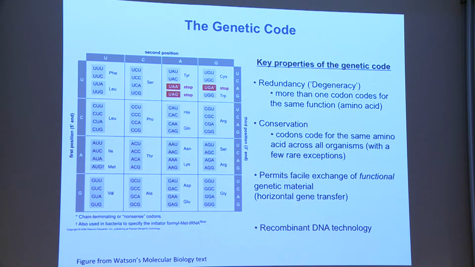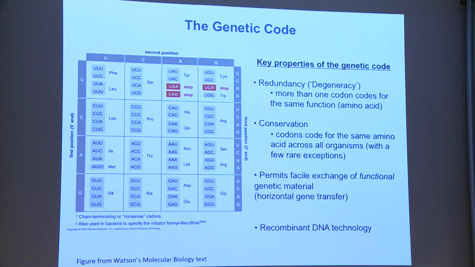Importantly, the code is largely conserved across all domains of life, with a few exceptions. But basically, that really allows you to exchange genes between species, and really drives the ability for horizontal gene transfer events. And from a more biotechnology perspective, it allows us to basically expand and leverage the power of recombinant DNA technology.